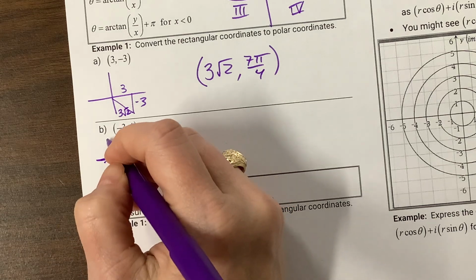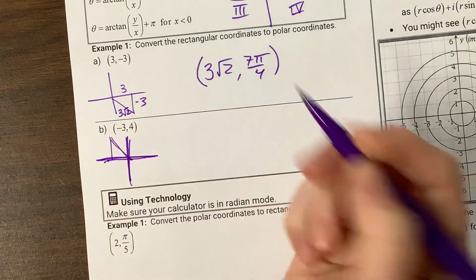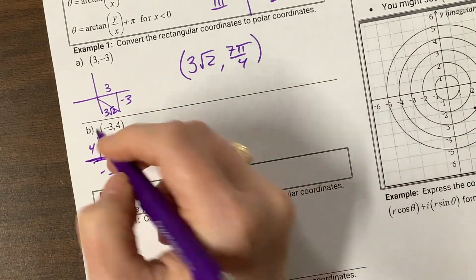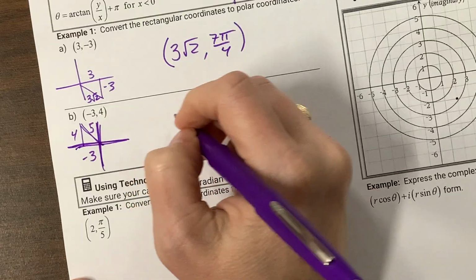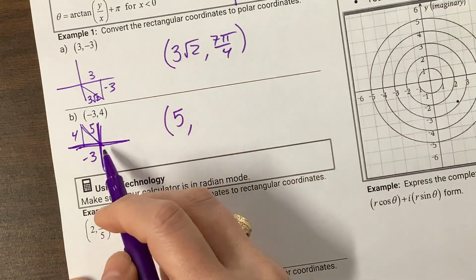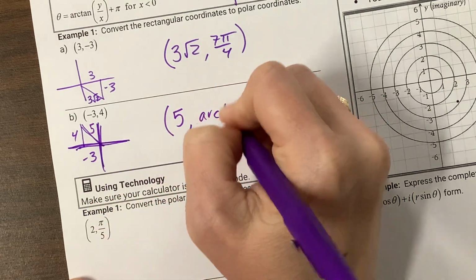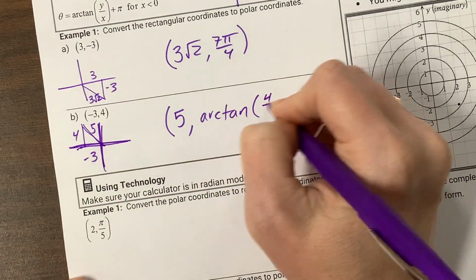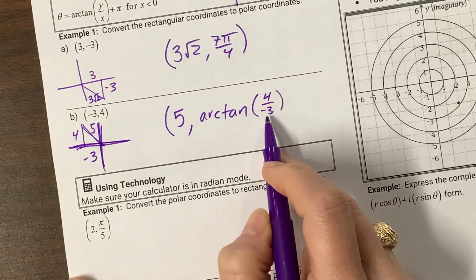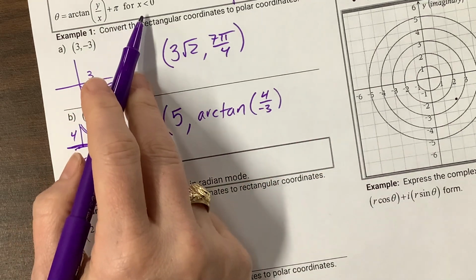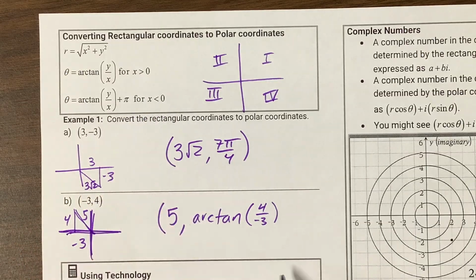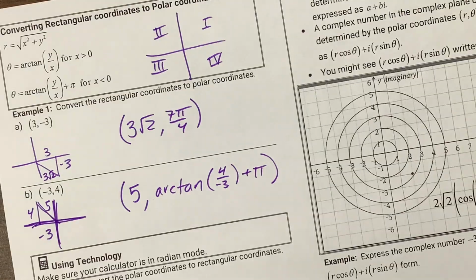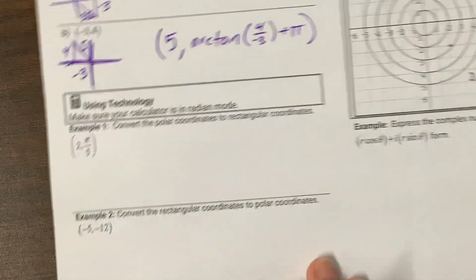Negative 3, positive 4 puts us here, which, that was a little excessive with my coloring. Negative 3, positive 4, this is a 3, 4, 5 triangle. So its radius is 5. Its angle would be arctan of y over x, so 4 over negative 3. I don't usually like to put the negative there, but if you follow her directions, our x is less than 0. So from this one, we need to say plus pi. And there we go. Oh, using technology.